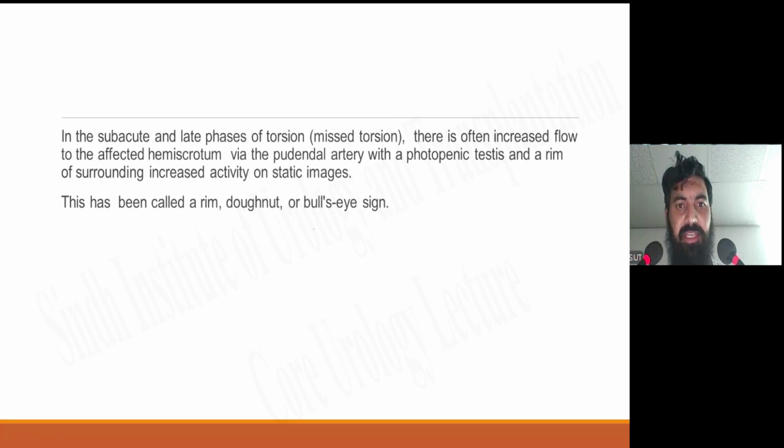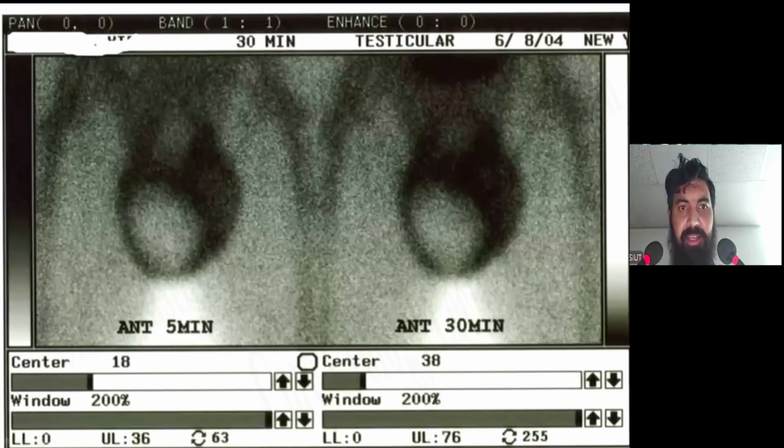In the subacute and late phase of torsion, there is often increased flow to the affected hemiscrotum via the pudendal artery, or a photopenic testis, and a rim of surrounding increased activity on static images. This has been called a rim, donut, or bullseye sign.